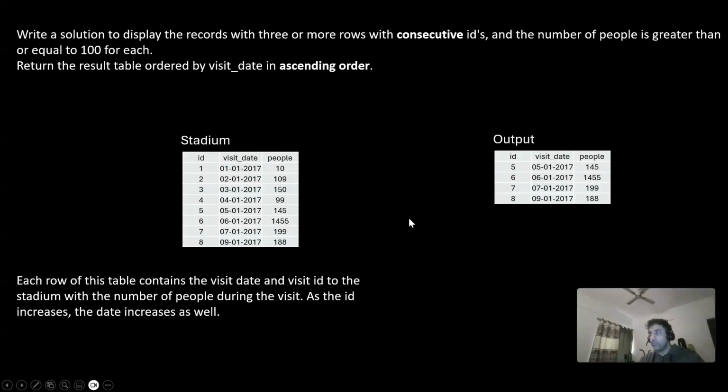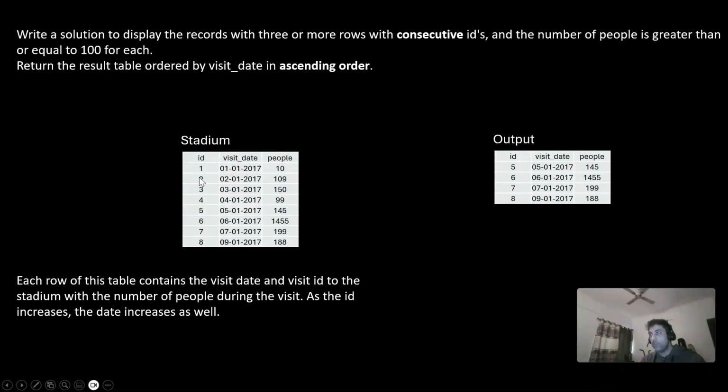All right, so let's see this question. Over here we are given a stadium table, and the stadium table has, for every date, how many people visited that particular stadium. So for example, for 1st of Jan there were 10 people, 2nd of Jan 109, 3rd of Jan 150, and so on and so forth. So that's the content of this particular table.